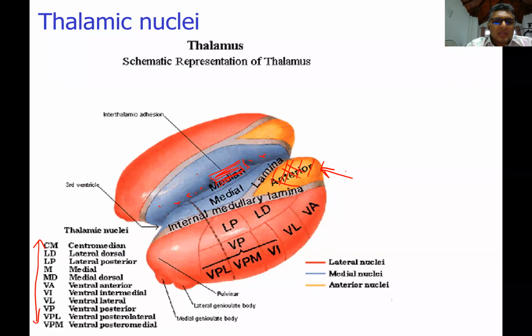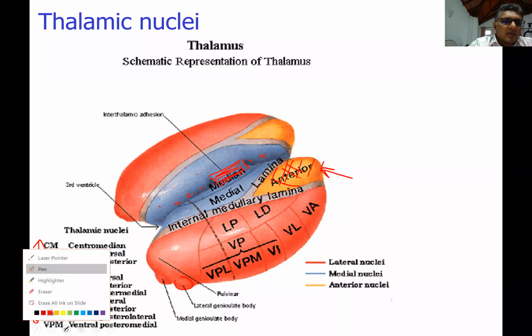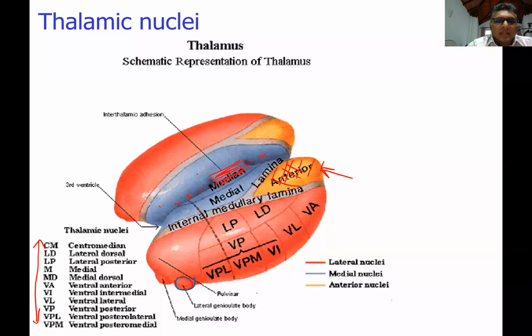Then another important thing here, you see these two collections of cell bodies. This one is called the lateral geniculate body. You can read it. And this is called the medial geniculate body. Now these are actually cell bodies in the pathway of the visual pathway and the auditory pathway. The lateral geniculate body belongs to the visual pathway. The medial geniculate body belongs to the auditory pathway, or the hearing pathway. So all these things will be touched upon here and there.